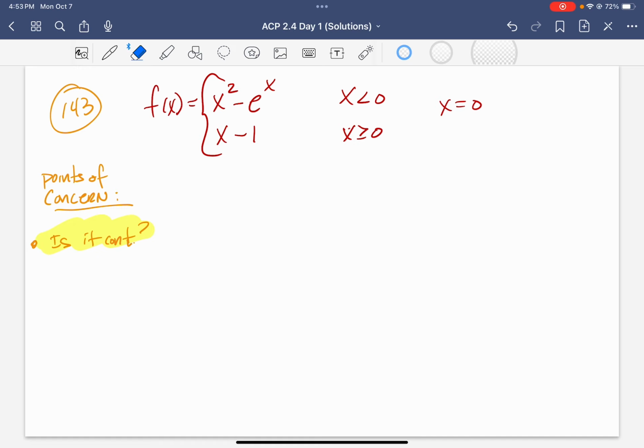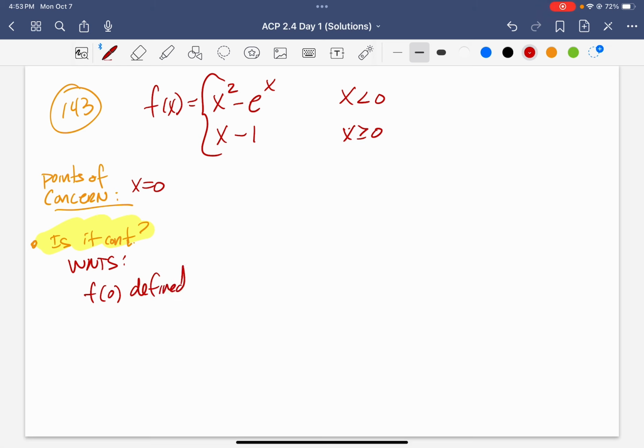So if this is my function, again, my point of concern is going to be x equals 0 because I worry if they join up. So if it's going to be continuous, we need to show f of 0 is defined. The limit as x goes to 0 of f exists. And then what the function wants to be and what it is are actually equal. So that's the 1, 2, 3 things that we need to check.